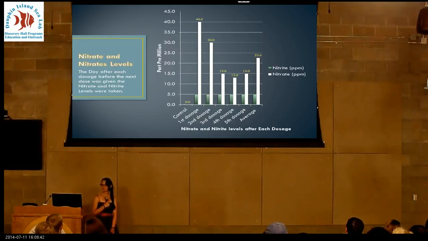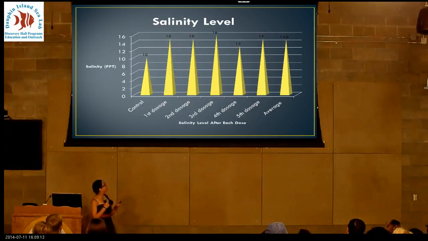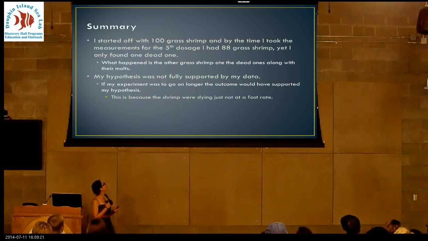My graph. This is the nitrate and nitrite levels that I took every day before adding the next dose. This one was my control, and the nitrate level was 0 before I added anything, and the nitrite level was, I think, 0.5 parts per million. And then, as you can see, the nitrite level increased by a ton, and then slowly decreased and went back up. And the nitrate level rose to 5 parts per million and stayed there the whole time. And my salinity level varied from 16 to 13 parts per 1,000.